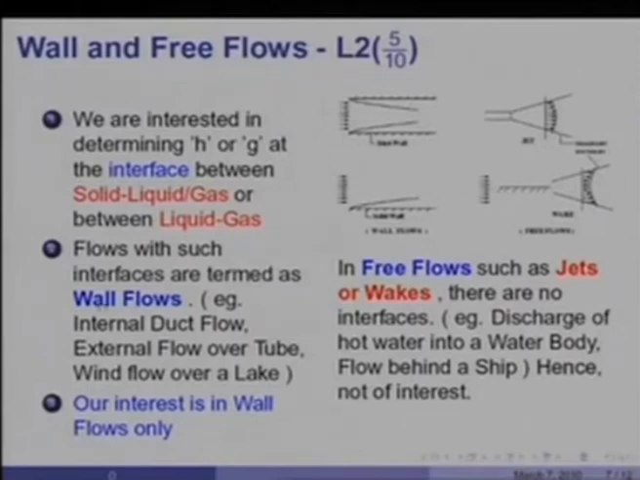The flows with interfaces are termed wall flows. Internal duct flows, external flow over a tube, and wind flow over a lake are examples of wall flows. Our interest is in wall flows, as I said, but not in free flows such as jets and wakes, because there are no interfaces. Examples are jet discharge of hot water into a water body, flow behind a ship, etc. These are not of interest.